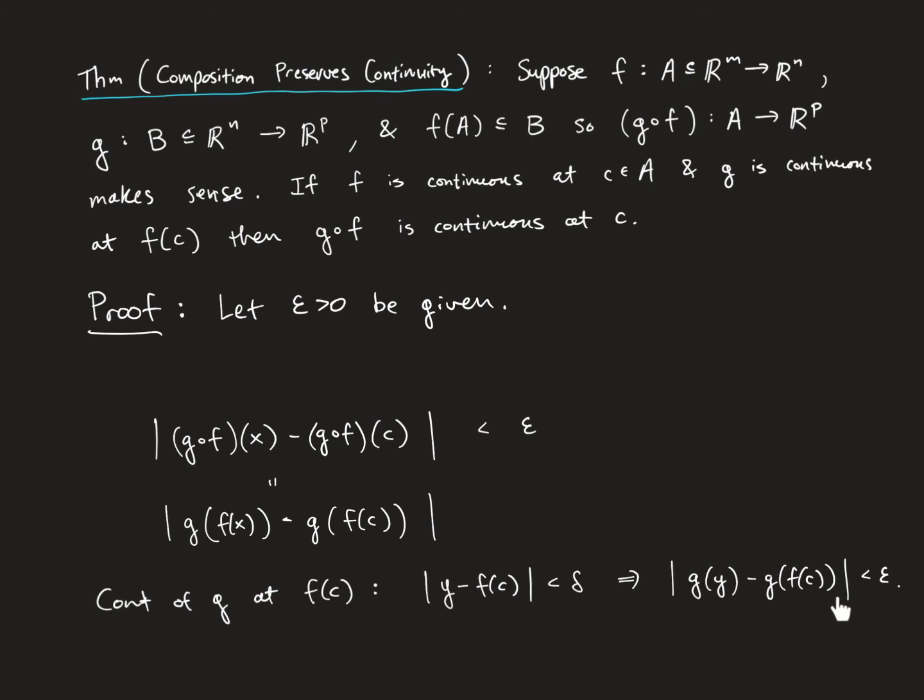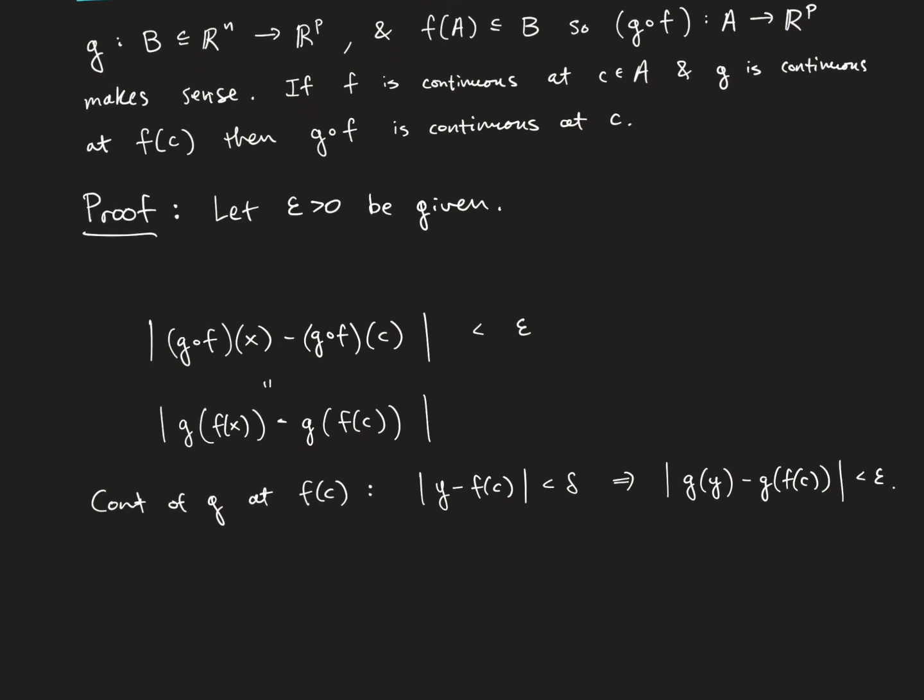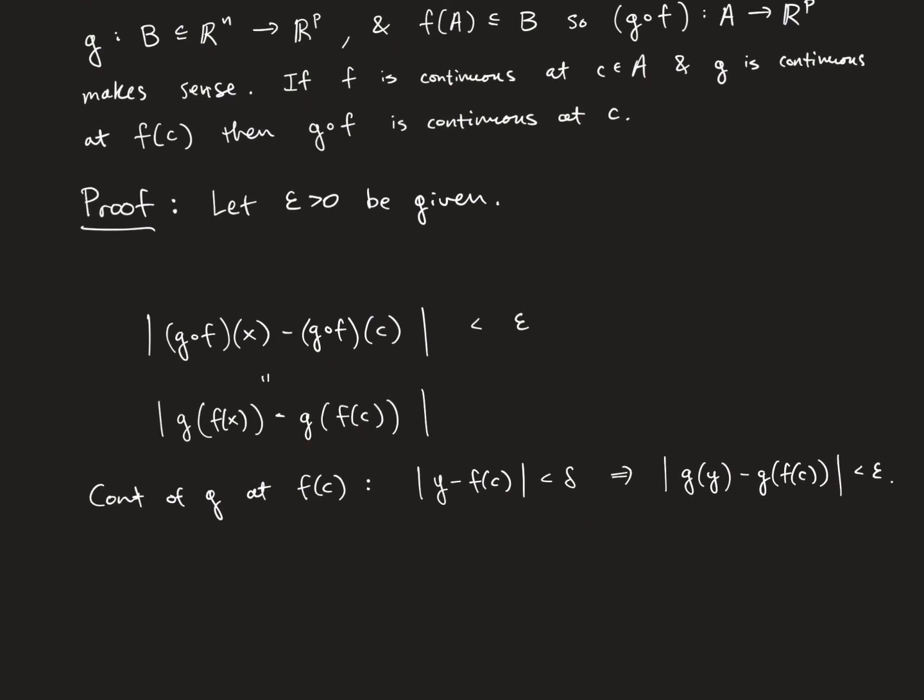So in order to use this, what we need is for the f of x to fill the role of this y here. So what we need is for our f of x to differ from f of c by less than delta. We need to plug in this f of x here for this y here. In other words, we need f of x to differ from f of c by less than delta.